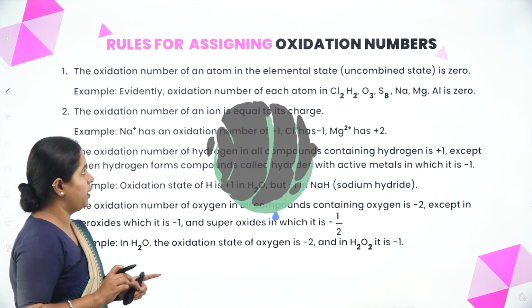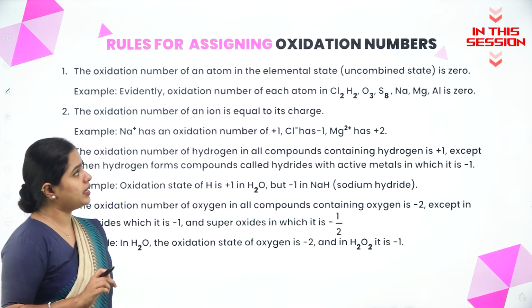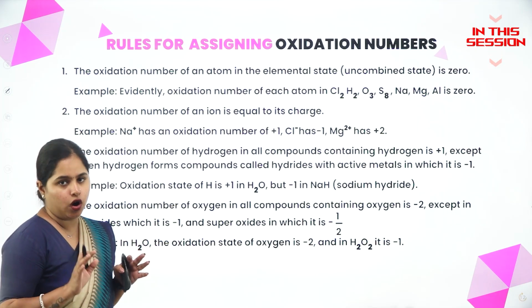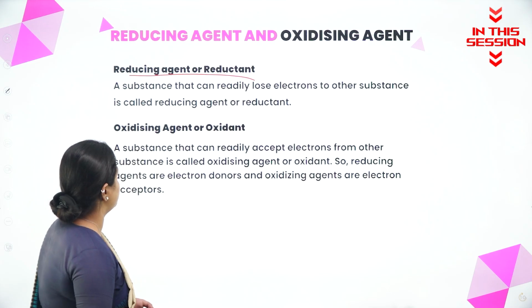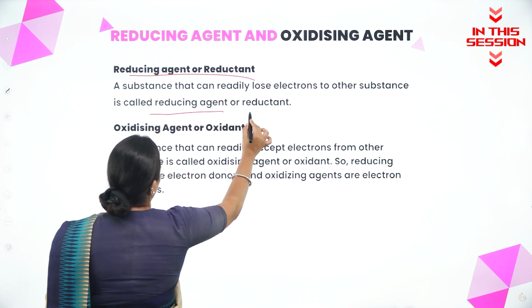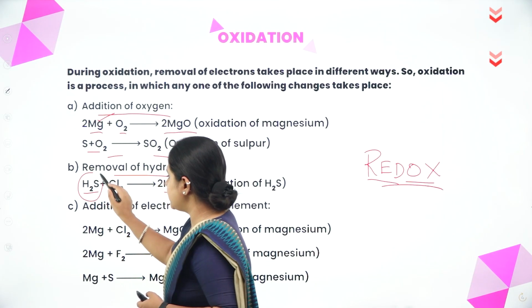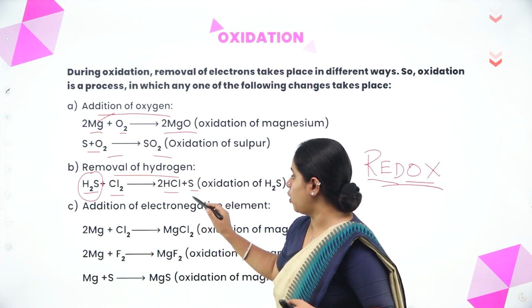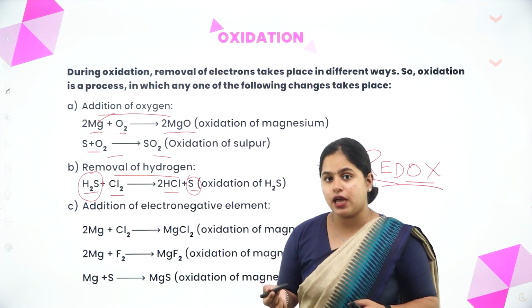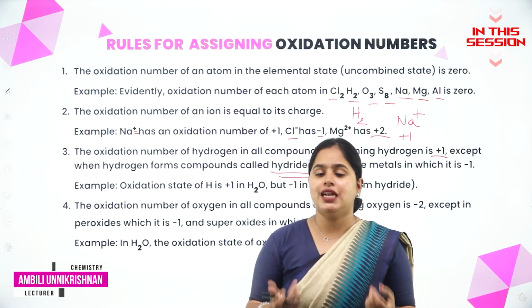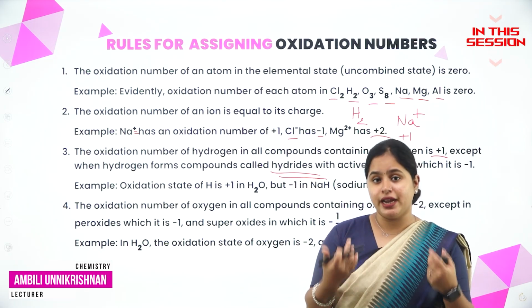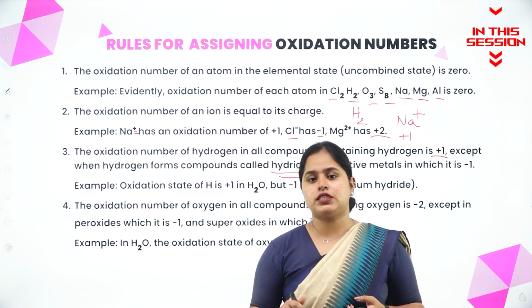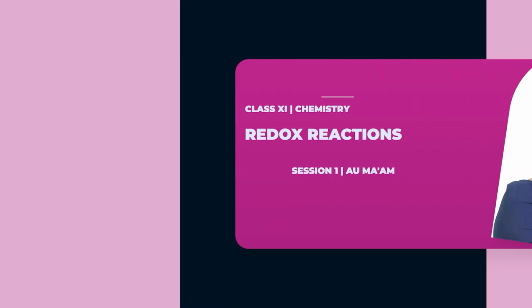The oxidation number of an atom in the elemental state or uncombined state is always 0. A substance that can readily lose electrons to another substance is called a reducing agent or reductant. In the reactant you can see H2S and in the product it is just sulfur. So what is happening here? Hydrogen is being removed. Wherever you find hydrogen, generally the oxidation number will be +1, but if hydrogen is forming hydrides with metals, then the oxidation number will be -1.